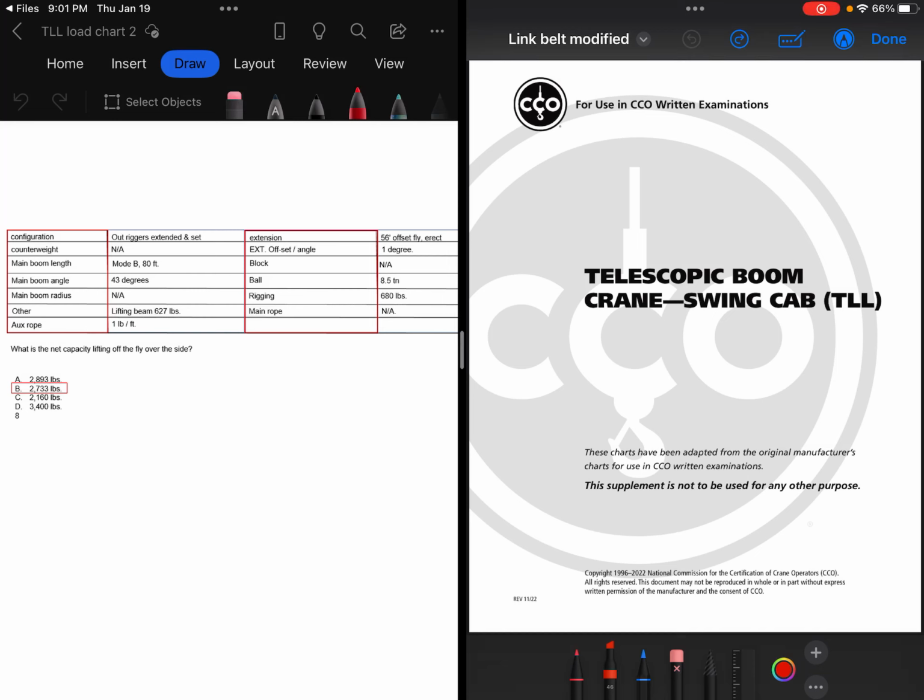All right, for this next problem, we're going to do a net capacity problem. Flip the jib over the side. So the first thing we do whenever we are doing our load charts is ask, what is the question asking? Let's go ahead and dissect it.